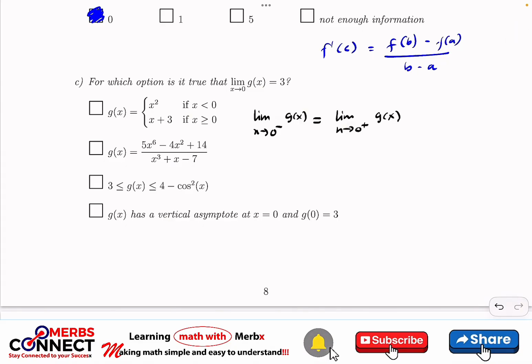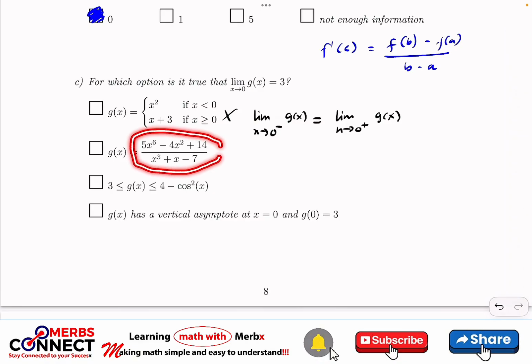So let's try and evaluate this. From the left, when I plug in 0, this will be 0, right? And this is equal to 3, so this is not going to work. Even though from the right, when I plug in 0, this is going to be 3. So this is going to be 0 when I plug in 0. So it's not going to work. So this is out.